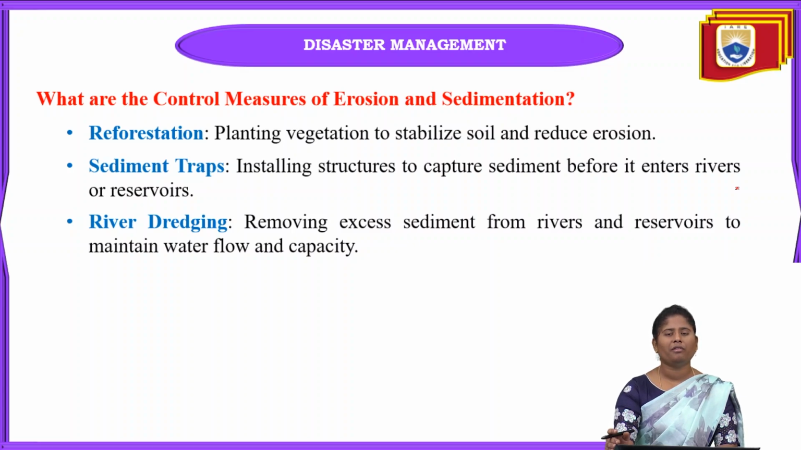Next one is river dredging. In river dredging, they remove excess sediments from the water bodies to maintain the water flow continuously and the capacity, because if sediments are there, the capacity of that river can be reduced. So by river dredging we can easily remove these sediments, and by removing them we can maintain the water flow and the exact capacity of the water bodies.